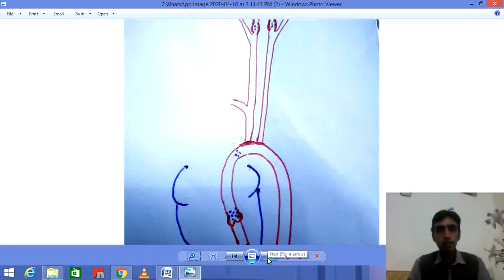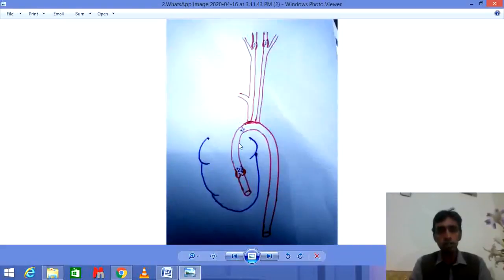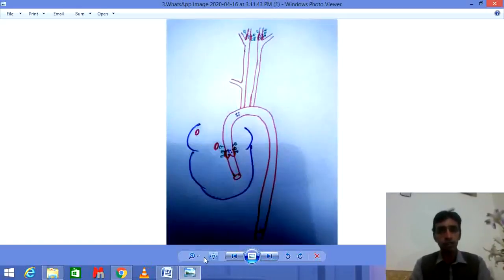Next one. But I have told you that these receptors are invisible. These baroreceptors are invisible. You can't see these baroreceptors. If you have a heart of an animal or human, you can't see these receptors. And now the next diagram.